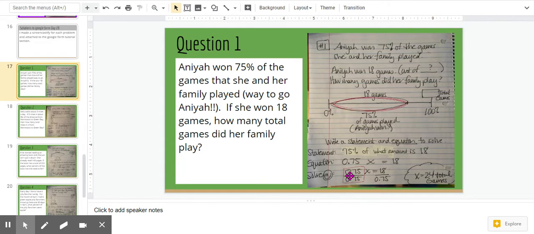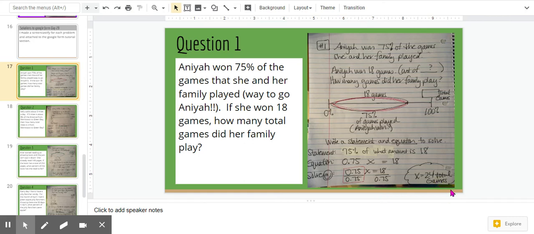And you can see right here, I put a box around it. This is a giant 1. And that's what we want to happen, because then that means that we have X. This is 1X. So I wrote over here because I was running out of room. On the right side of the equation, 18 also needs to be divided by 75 hundredths. And when you take 18 divided by 0.75, it gives you 24.